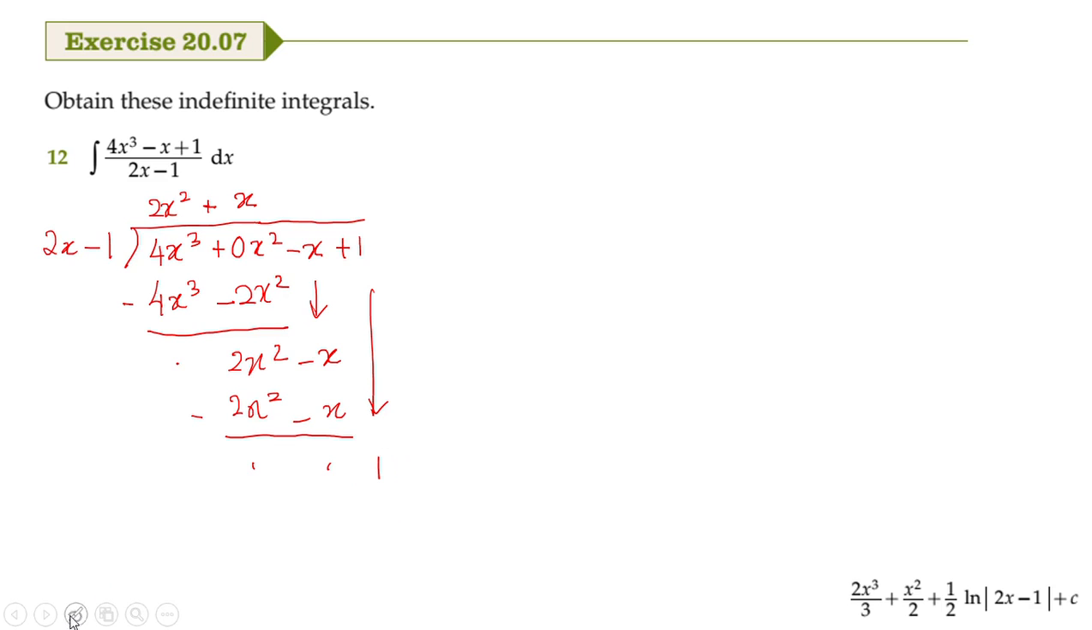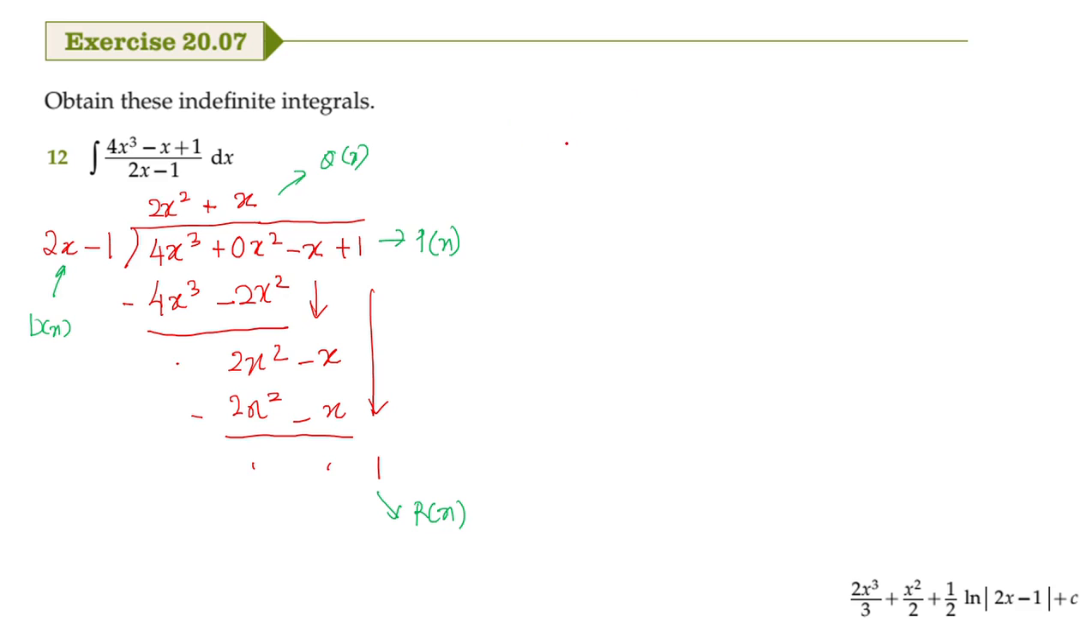Okay. So as a conclusion, kita label lah. So this is our divisor. This is our quotient. This is our polynomial. And last but not least, this is our remainder. Okay. And then we put in the form of quotient plus remainder form.